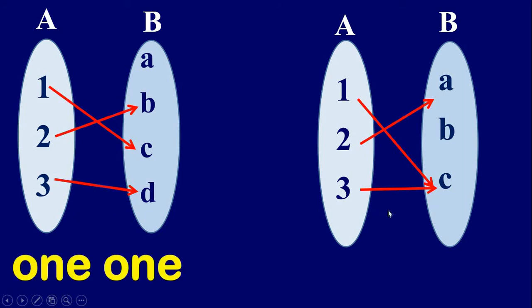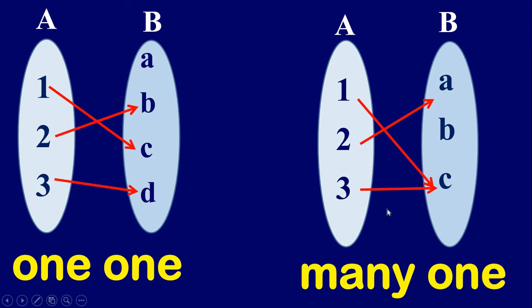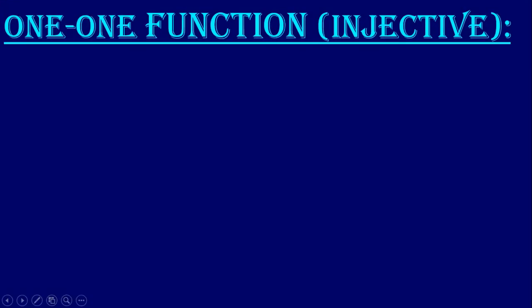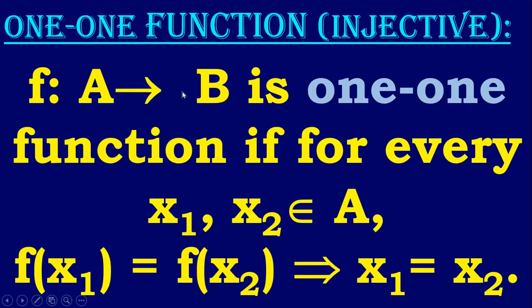If it is not one-one, then it's called a many-one function. Here 1 and 3 have the same image, so this function is not a one-one function. Next we see how to verify whether the function is one-one or not.